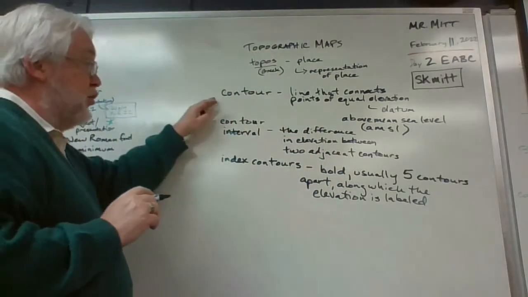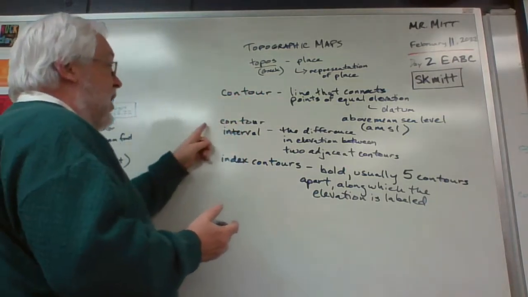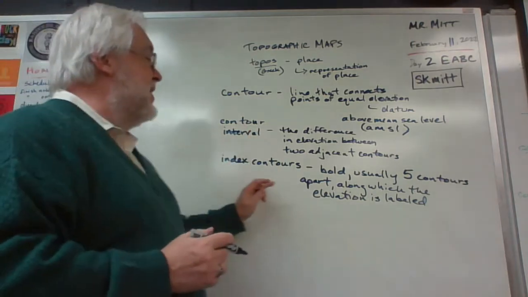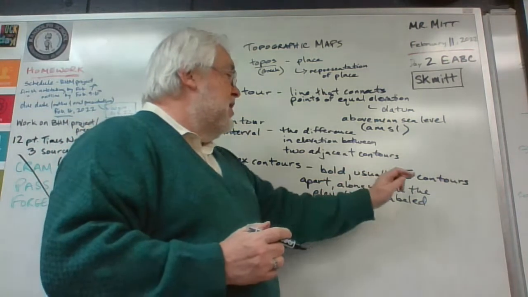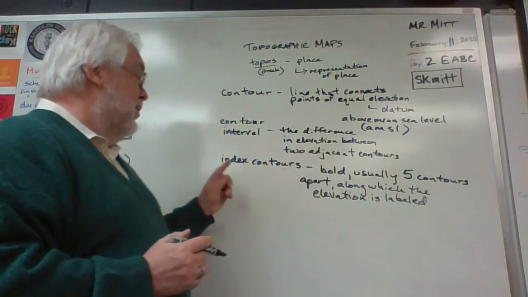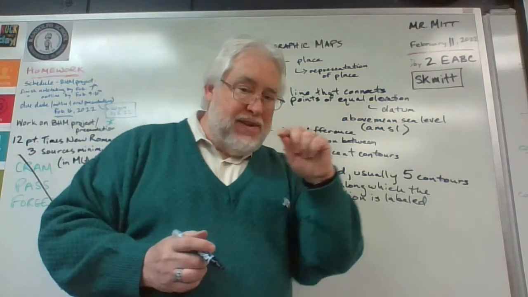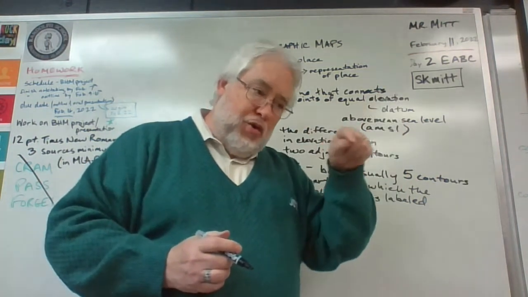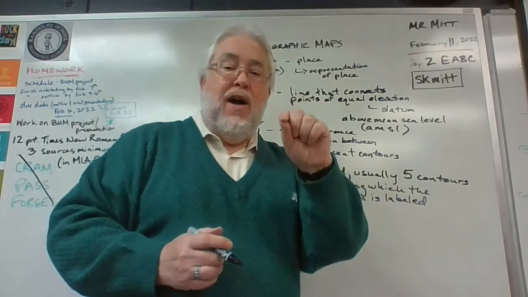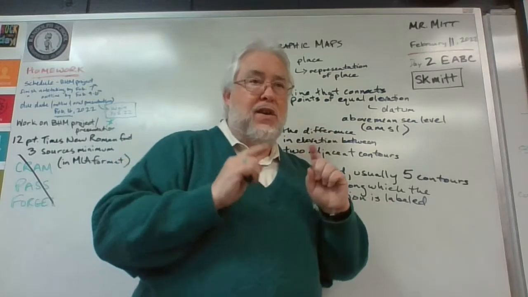So we have contour, a line that connects points of equal elevation. We have a contour interval, the difference in elevation between two adjacent contours, and index contours. These are bold, usually 5 contours apart, along which the elevation is labeled. It's not always convenient for you to see where it's labeled, but somewhere along that contour, if you trace it around a hill or around a valley, you'll be able to find the index contour. If it's bold, somewhere you'll be able to find the elevation. It'll be labeled for you.